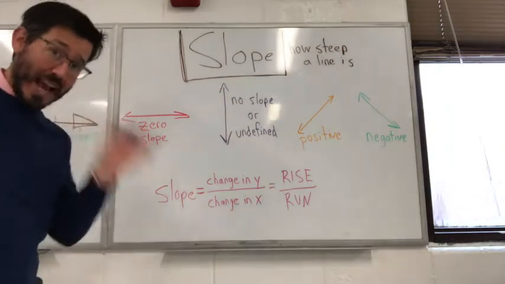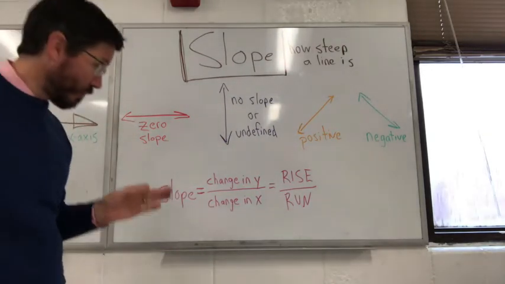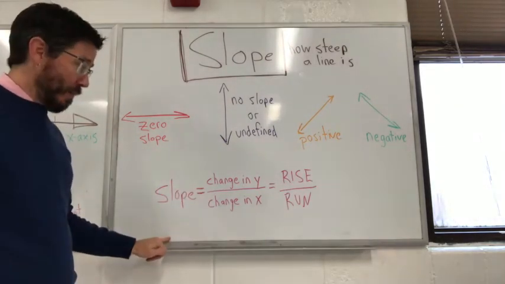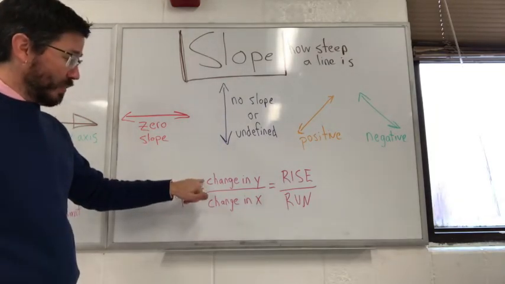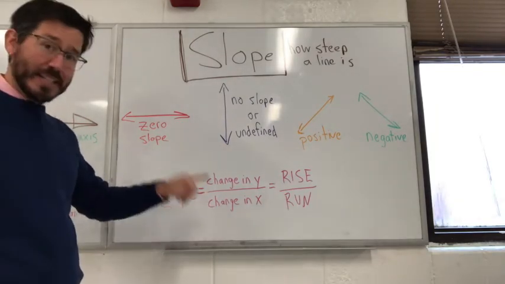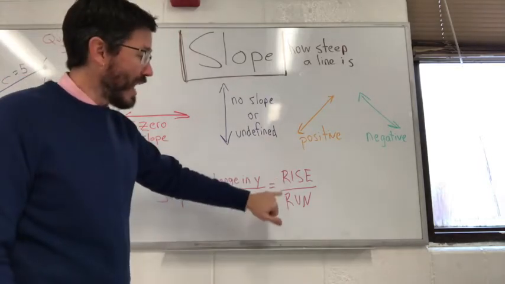We are going to find actual slope. Slope is a number, all right? We find slope by making a fraction. Don't be afraid of fractions. And we put the change in the y over the change in the x. That sounds a little confusing. We're gonna put the rise over the run.